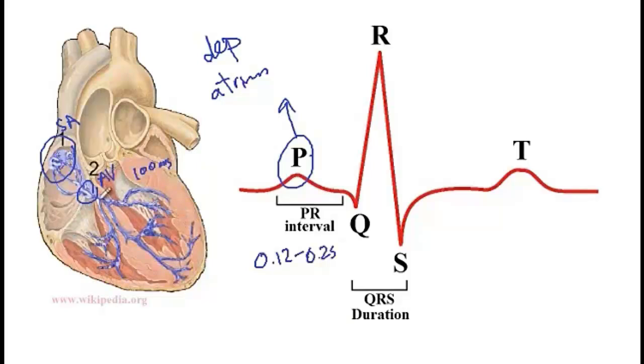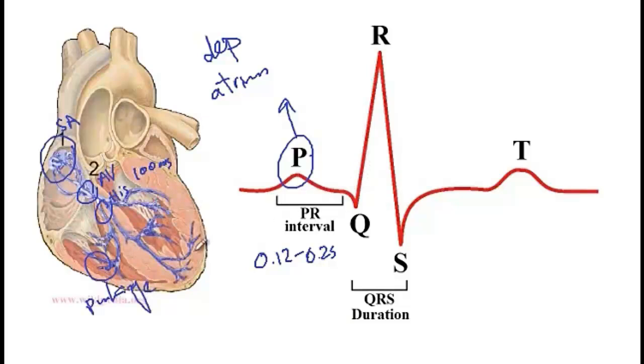From the AV node, the impulse will travel to the bundle of His. From there, it will go to the right and left bundle branches, and then from there on, it will go to the Purkinje fibers. So you should know the order. From the SA node, it goes to the AV node, bundle of His, right and left branches, and then finally we have the Purkinje fibers.